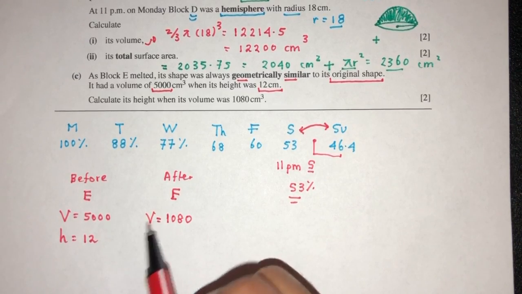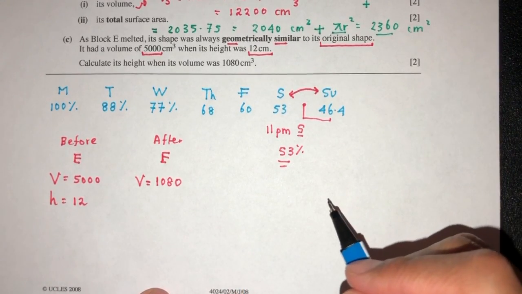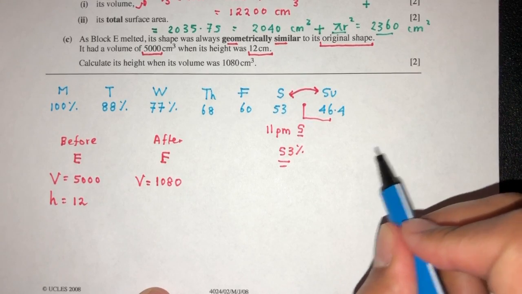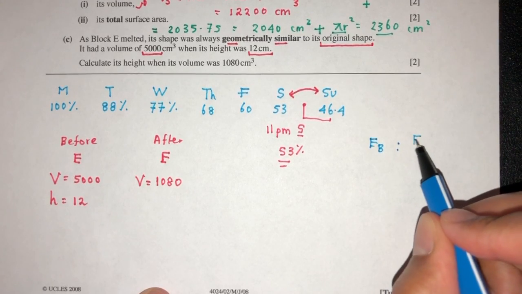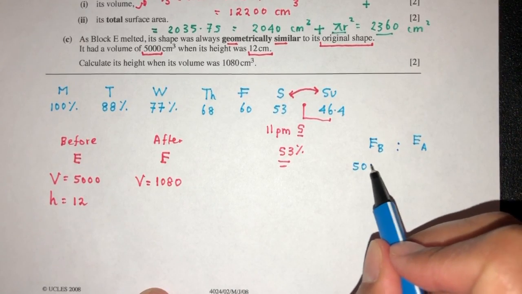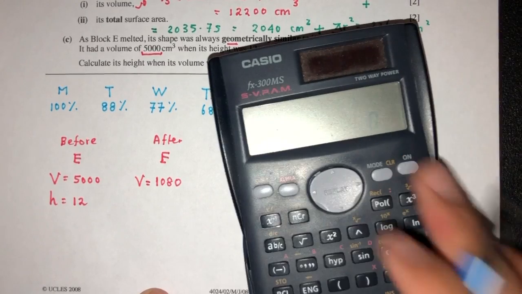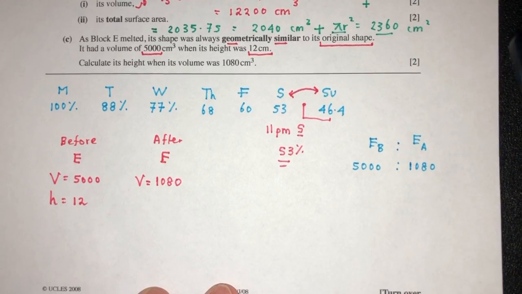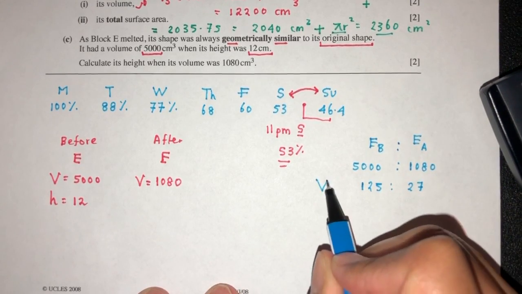Now we know that they are geometrically similar, so pretty easy. The idea behind this is that if they are similar, we look at the ratio of their volumes. Let's call this E before, E after. The volume before was 5,000, and here the volume was 1080. Let's try to simplify this. If you do 1080 divided by 5,000, that should be 27 to 125. That is the ratio of their volumes.